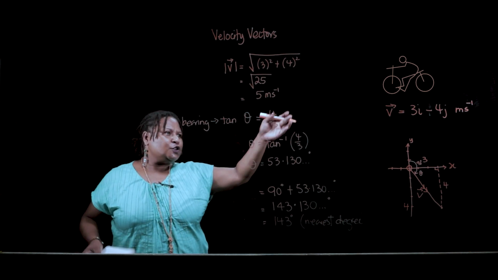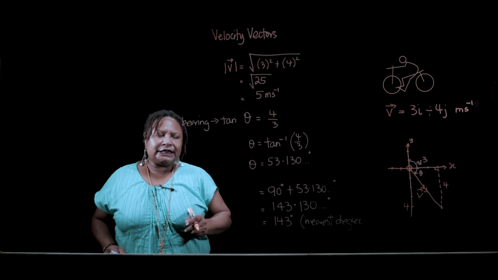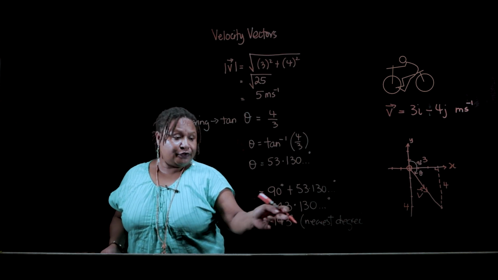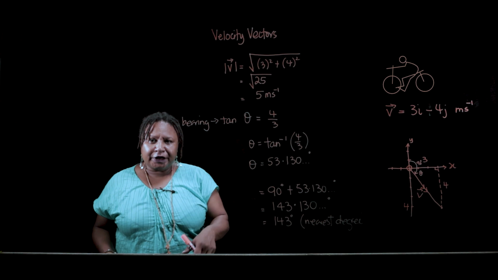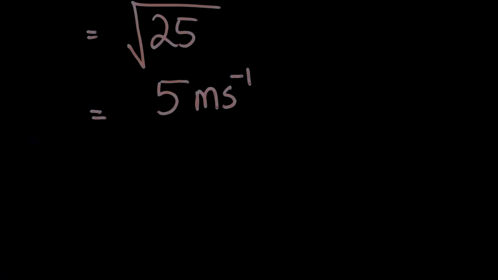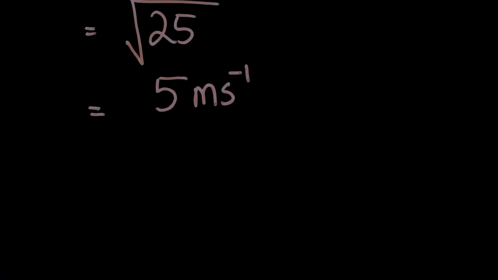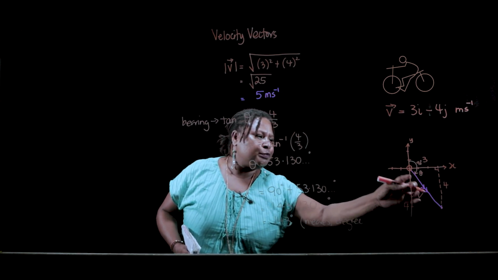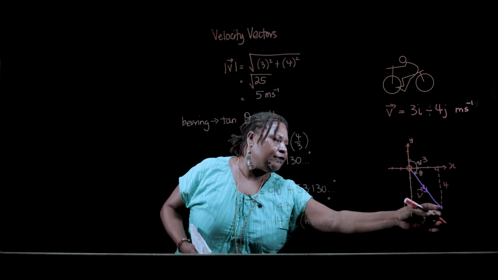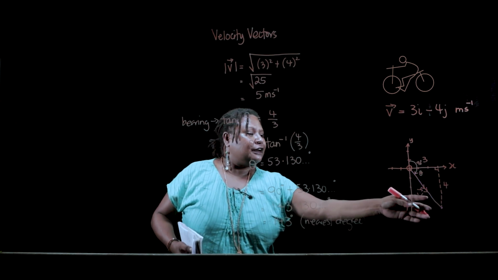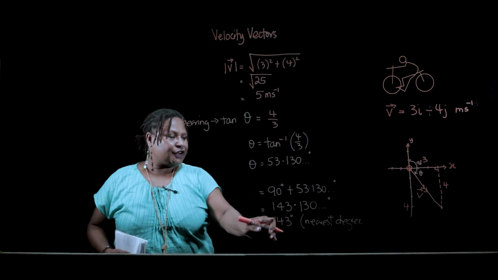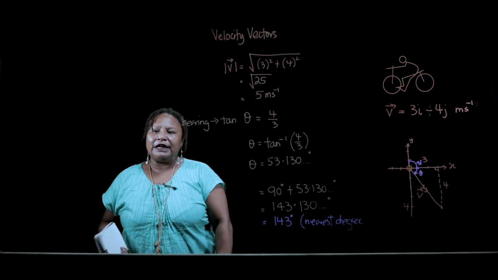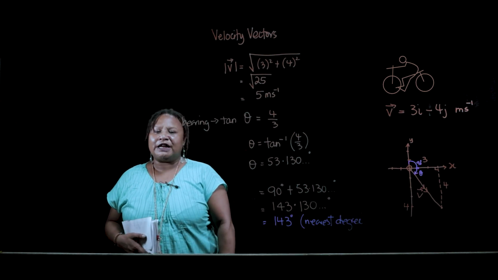So, Joe, our cyclist, is traveling at a bearing of 143 degrees, and the speed at which he is moving is 5 meters per second. He's moving quite fast, and he is going in the direction of 143 degrees, okay?